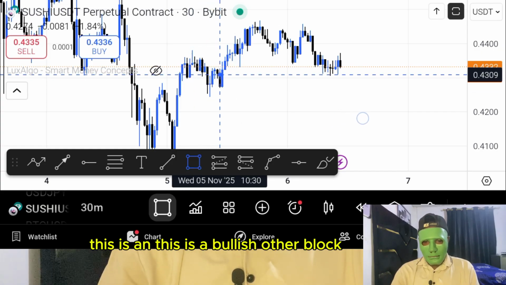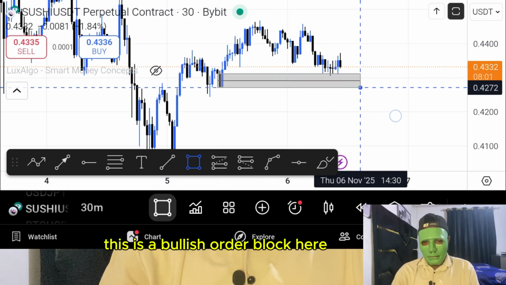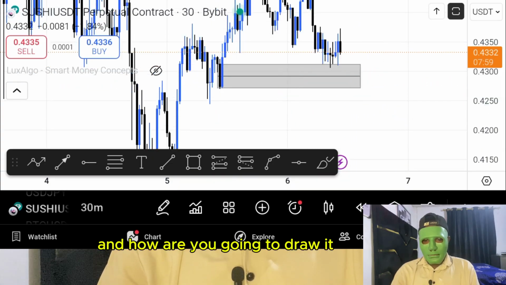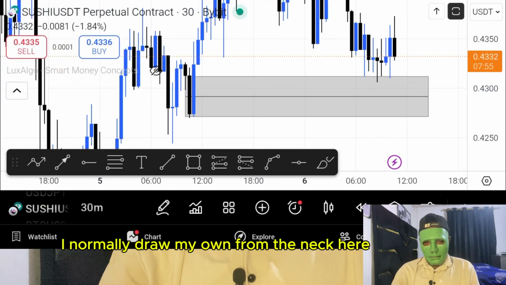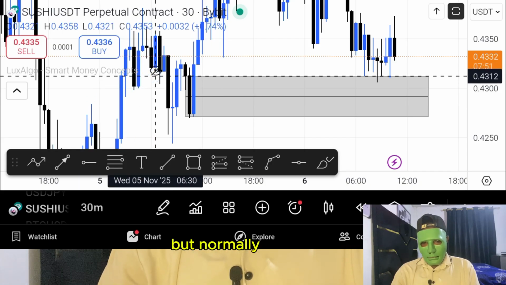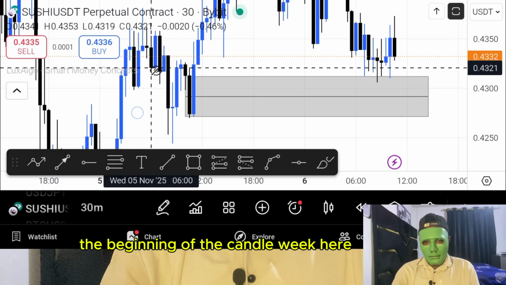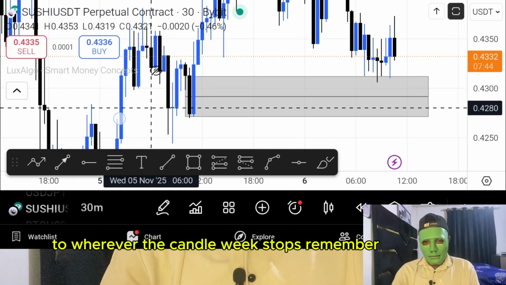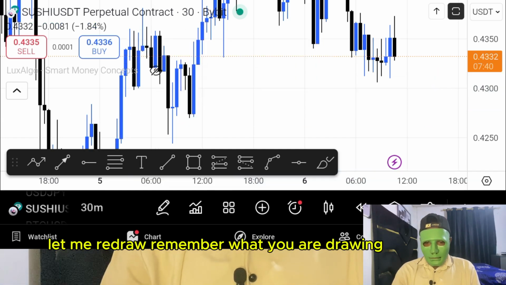This is a bullish order block here. And how are you going to draw it? When you want to draw it, I normally draw my own from the neck of the candlestick here, but normally you are meant to draw from the beginning of the candle wick here, to wherever the candle wick stops. Remember, let me redraw.